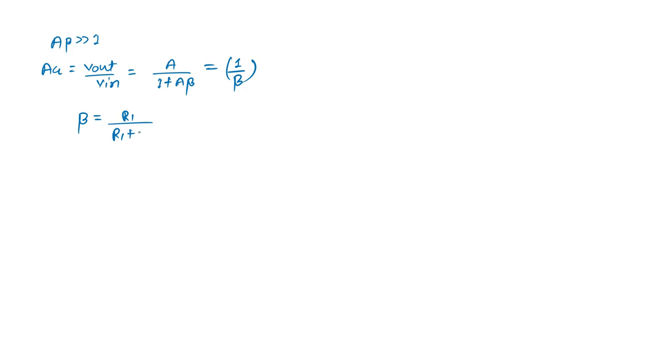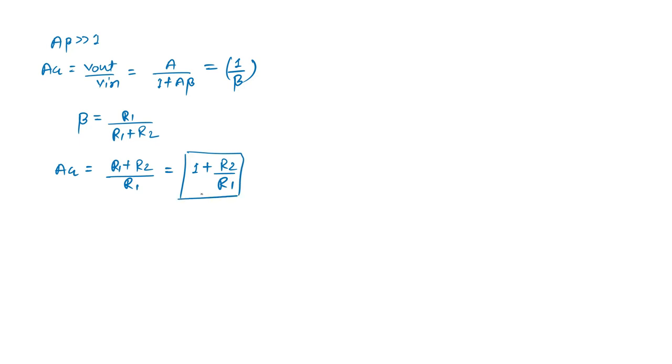If my A beta, the loop gain, is much greater than 1, what closed loop gain comes here? V out by V in is equal to A divided by 1 plus A beta, which comes as nearly 1 upon beta. And who is beta here? Beta is nothing but R1 divided by R1 plus R2. So the closed loop gain of 1 upon beta means R1 plus R2 divided by R1, which can be written as 1 plus R2 by R1.